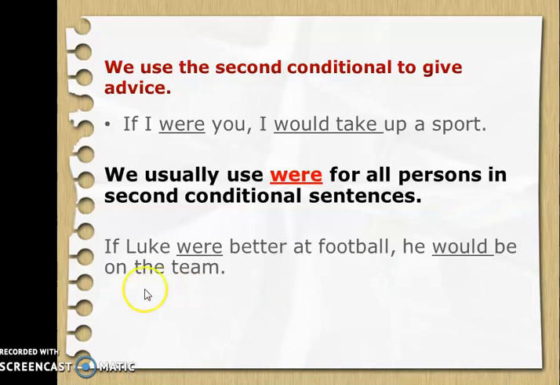Okay, if Luke were better at football, he would be on the team. The question is, is Luke better at football? The answer is no. So you are talking about an imaginary situation. That is why we use were. Because we cannot use was, if Luke was better. Because were is actually referring to something that does not happen now nor in the future. Alright?